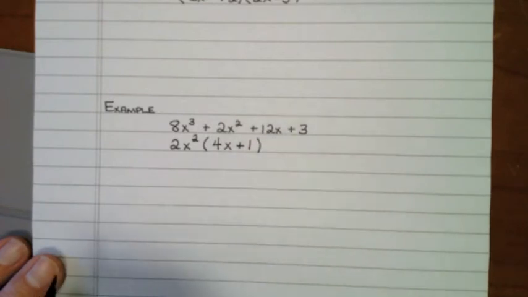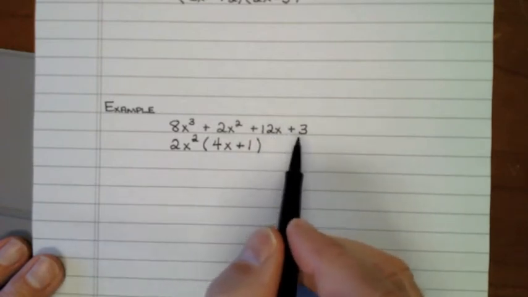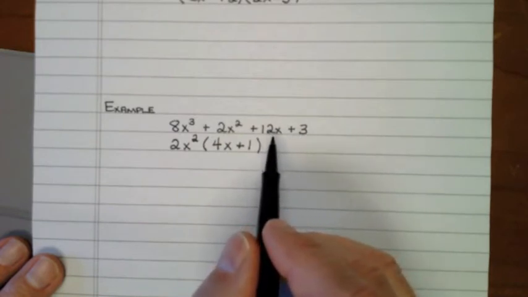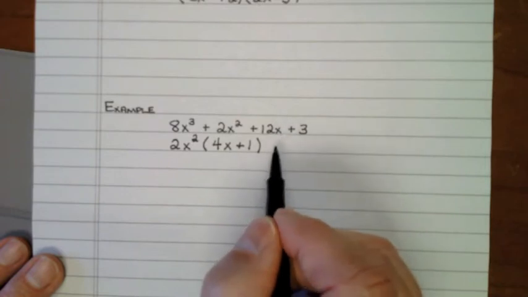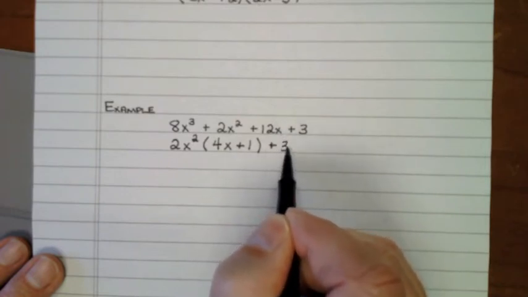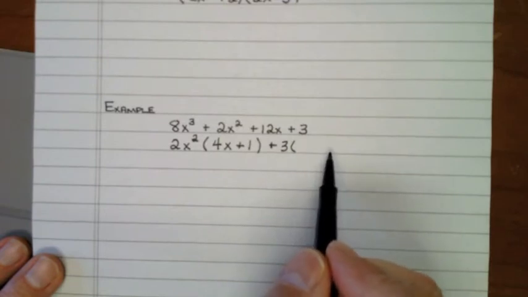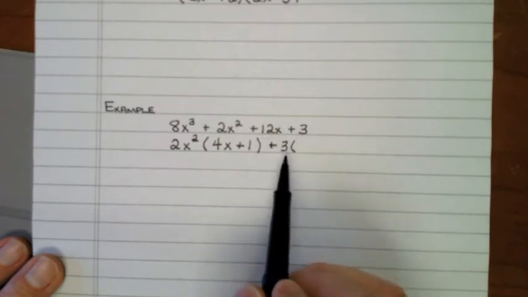Close my parentheses. I go to my last two terms, and I look and see if the last two terms have a greatest common factor. Looks like 3 will go into both of those. Positive 3 will go into both of these terms right here. How do I get what goes inside the parentheses? I divide each one of these by 3.